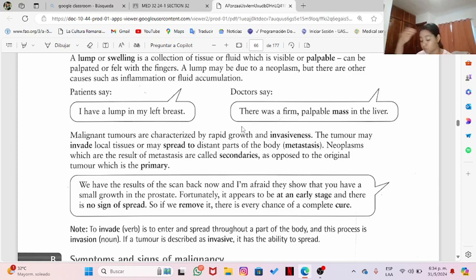A lump or a swelling is a collection of tissue or fluid which is visible or palpable, can be palpated or felt with the fingers. A lump may be due to a neoplasm, but there are other causes such as inflammation or fluid accumulation. Patients say, I have a lump in my left breast. Doctors say there was a firm, palpable mass in the liver.